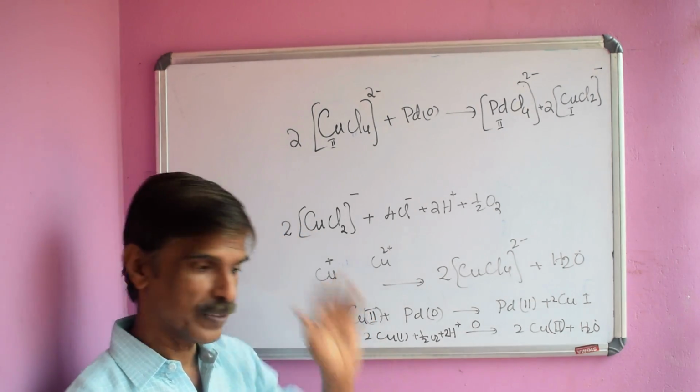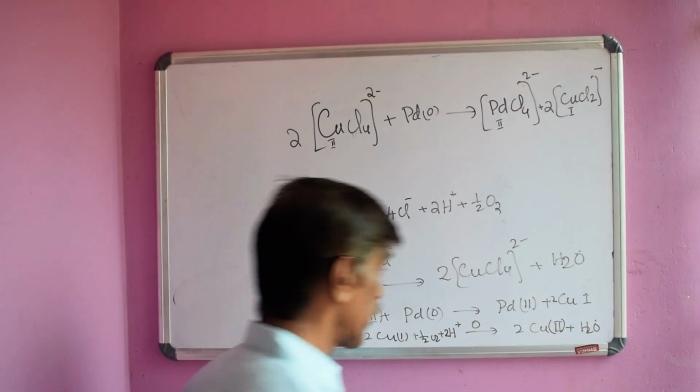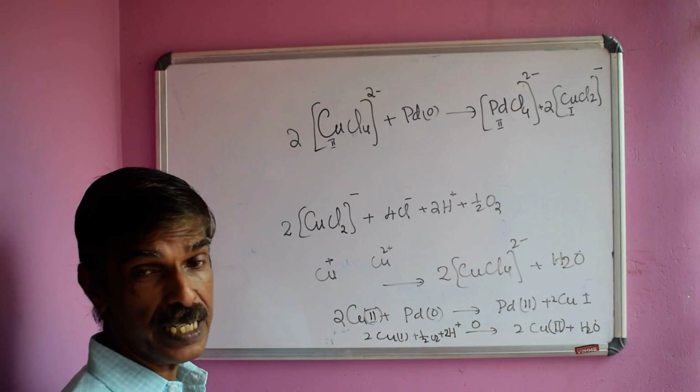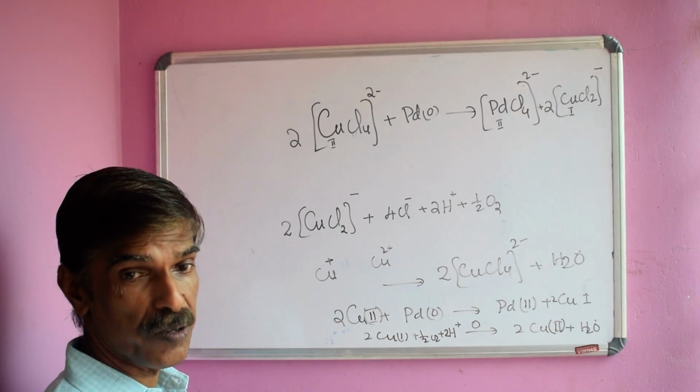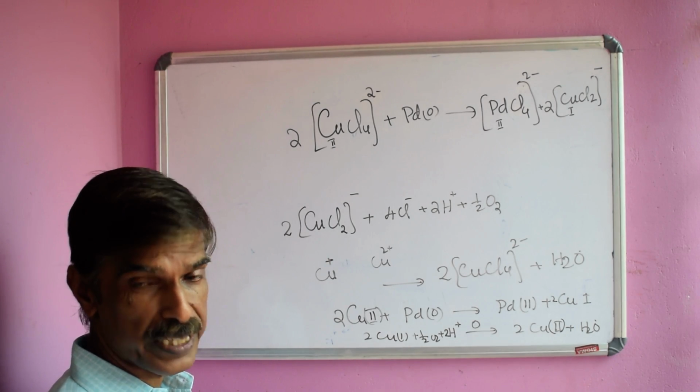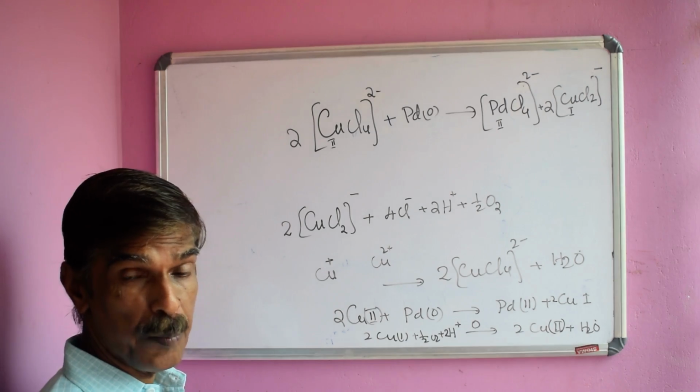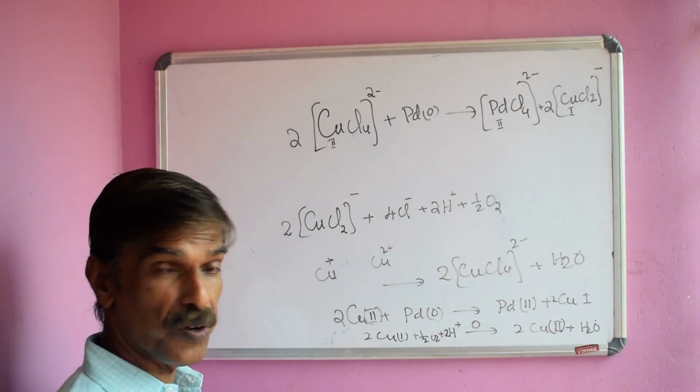Okay. So that is all about the Wacker process. Wacker process is the reaction in which ethene is oxidized by oxygen into ethanol. The catalyst is palladium 2 or PdCl4 2 minus.